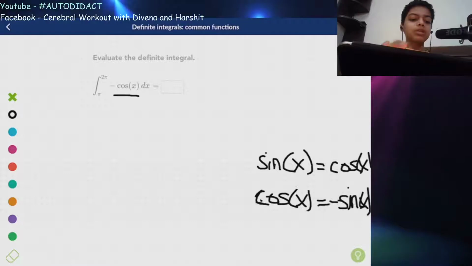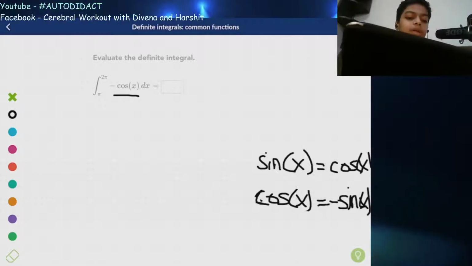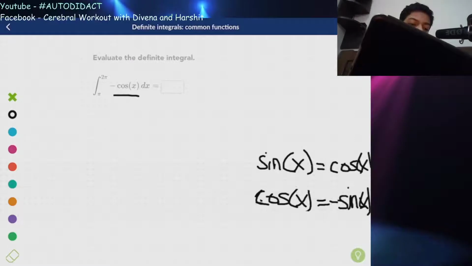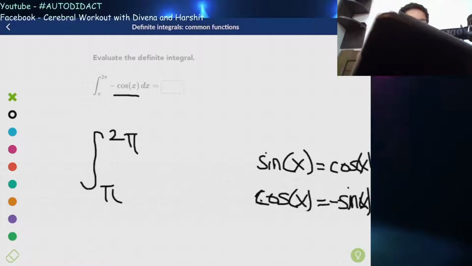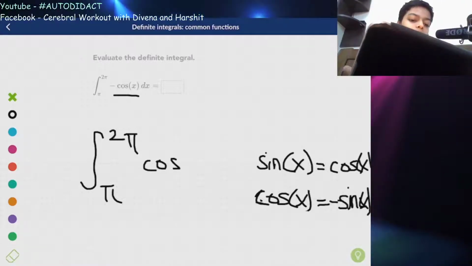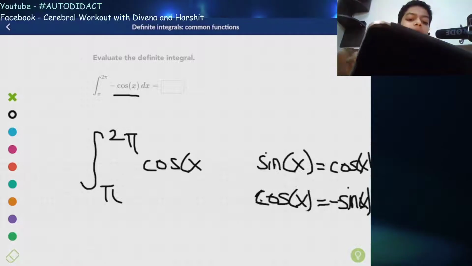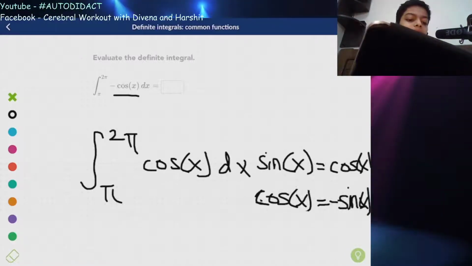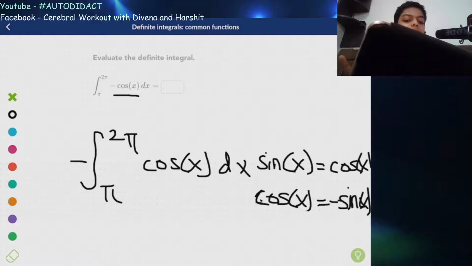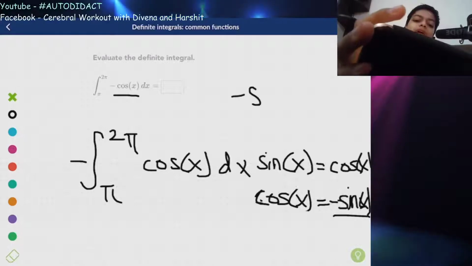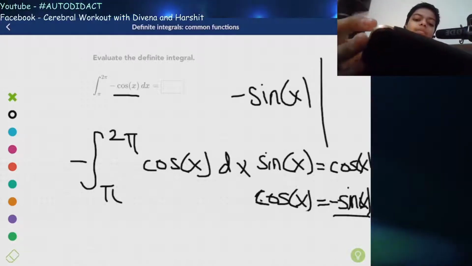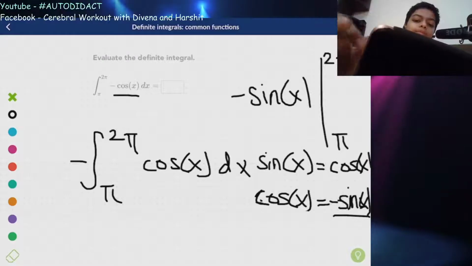To make this a positive value, we can do it like this: the integral from pi to 2 pi of cosine of x dx, but we have to take this -1 outside of the integral. Okay, we did it. Let's solve it even more. The integral of cosine of x is just sine of x. So this will be negative sine of x from pi to 2 pi.